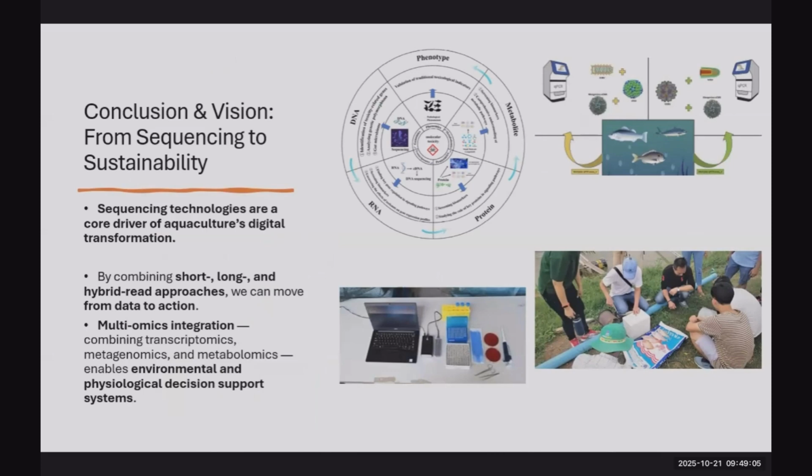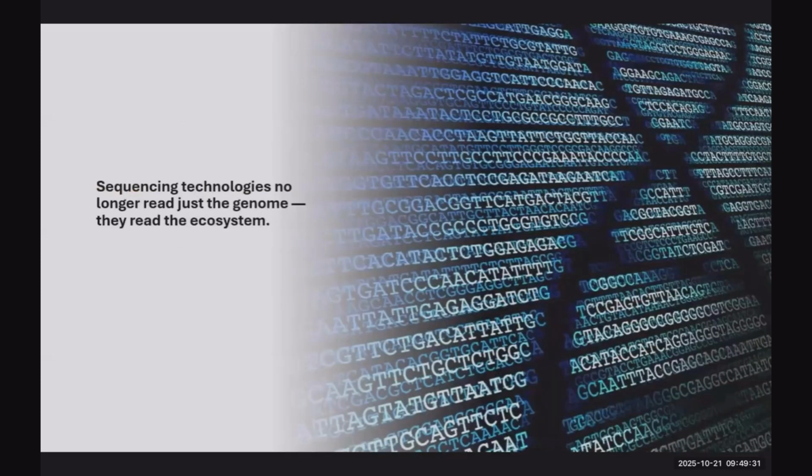The sequence technologies are a core driver of aquaculture digital transformation. By combining short, long, and hybrid read approach, we can move from the data to action. Multiomic integration, combining transcriptomics, metagenomics, and metabolomics, enable environmental and physiologic decision support systems. Sequence technologies no longer read just the genome, they read the ecosystem.